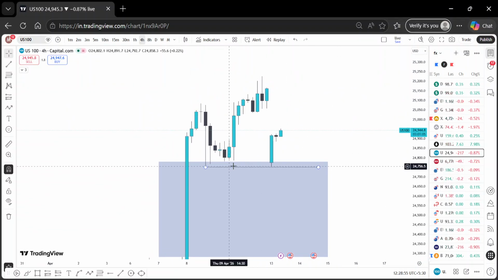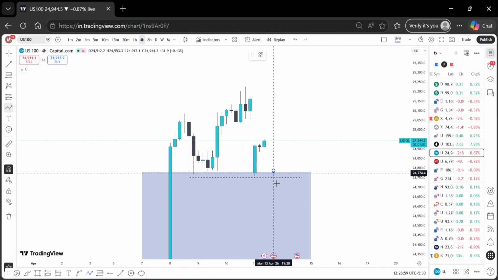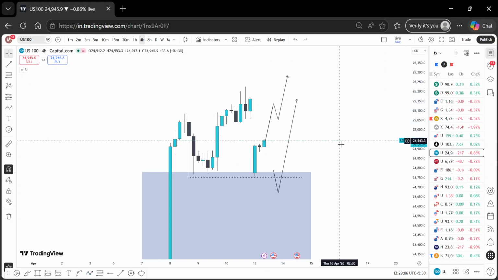Over here we have made equal lows. So probably two scenarios here. We might go lower and then higher, or directly higher from here. So we'll be ready for both the scenarios here. So that's all my bias is.